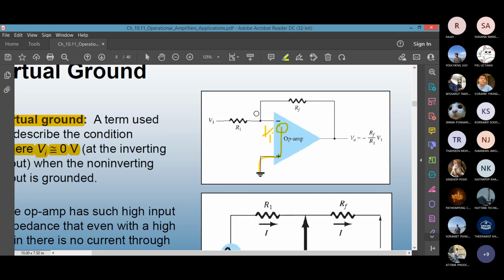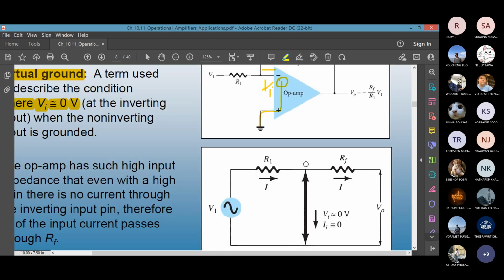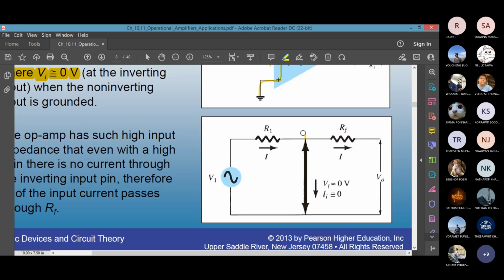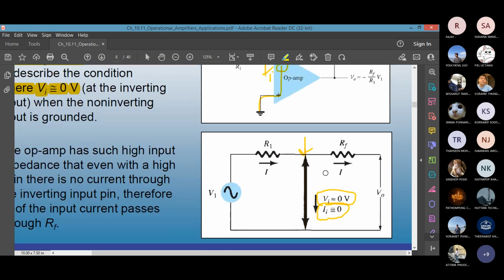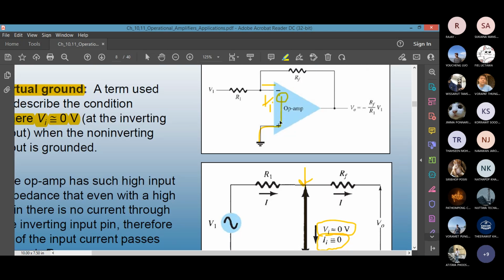See, where does it happen? Where R1 and RF connect, this is the pin. Between R1 and RF, if you draw the equivalent circuit, this is your input signal V1, R1 and RF. In the middle, the input pin is close to 0 volt and there is no current passing through. This might be counterintuitive. When you see 0 volt, it's a short circuit, and a lot of current would pass through. But we know the op-amp has high input impedance. It does not allow the current to pass from the minus pin to the plus pin.